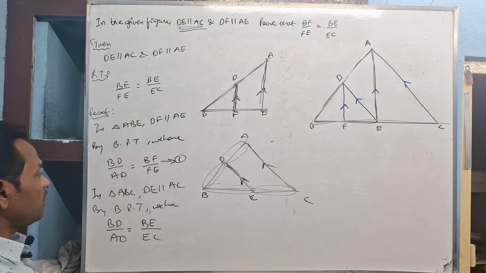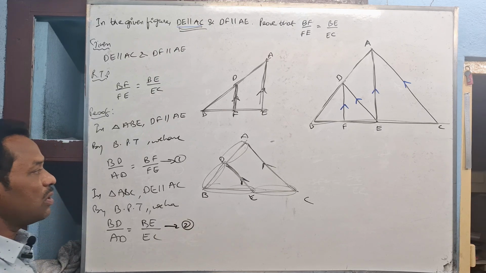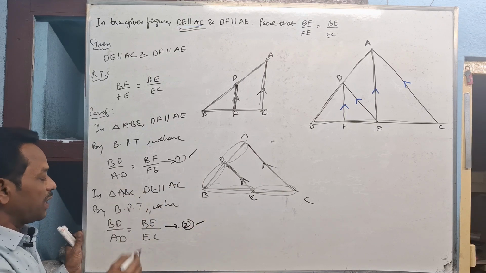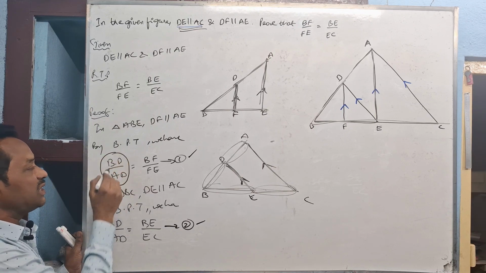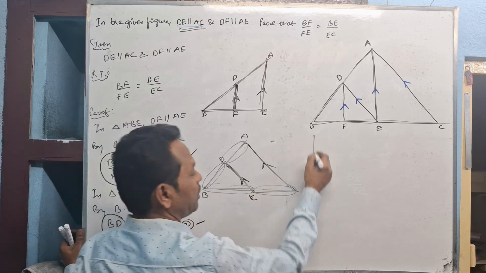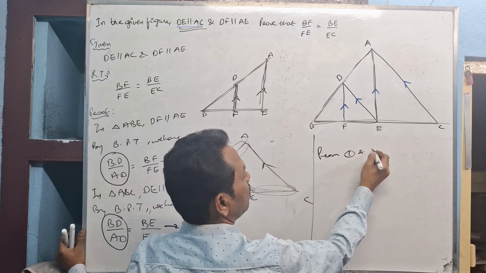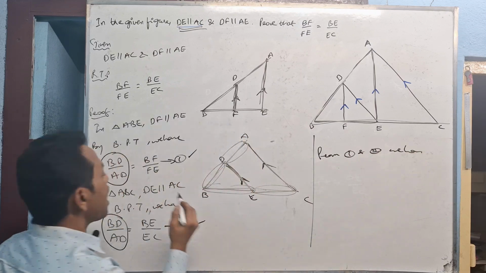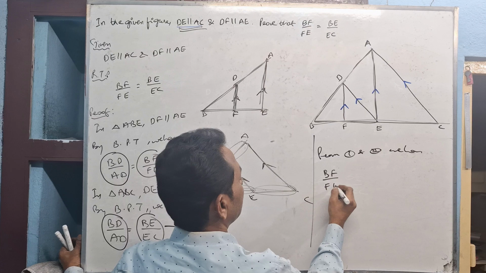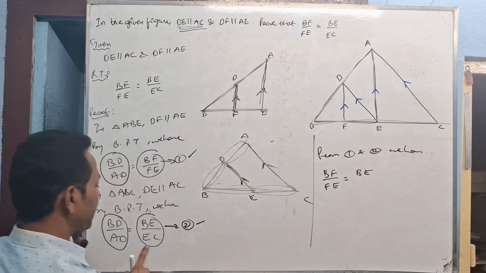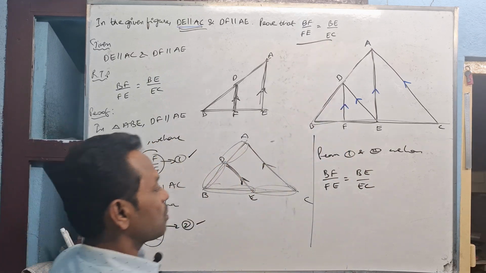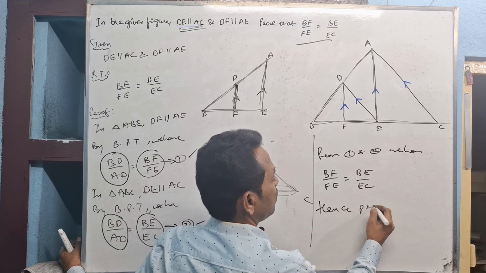Let me take this as equation 2. Just observe these two equations carefully. This is equation 1 and this is equation 2. In these two equations, our LHS are equal. Here the LHS is BD by AD, and here also the LHS is BD by AD. So from 1 and 2 we can say RHS of this equals RHS of this. So we can say BF by FE equal to BE by EC. So we got BF by FE equal to BE by EC, hence proved.